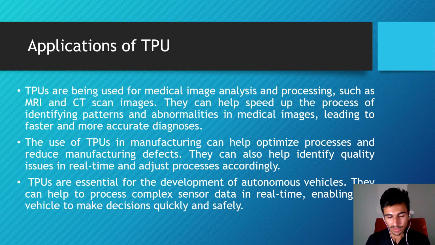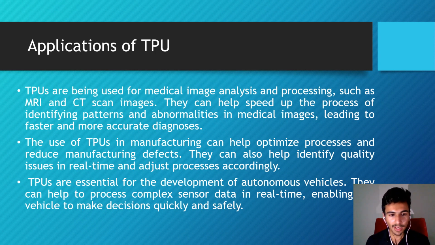Now comes the applications of TPU. TPUs are used in medical. TPUs are being used for medical image analysis and processing, such as magnetic resonance images, MRI, and CT scan images. They can help speed up the process of identifying patterns and abnormalities in medical images, leading to faster and more accurate diagnosis.